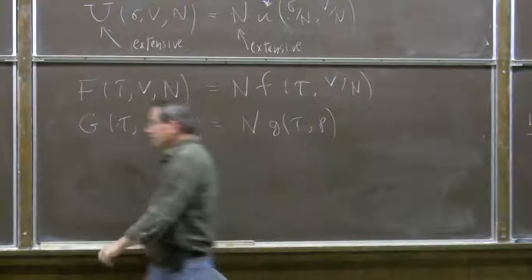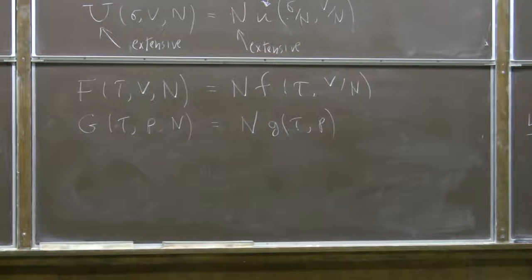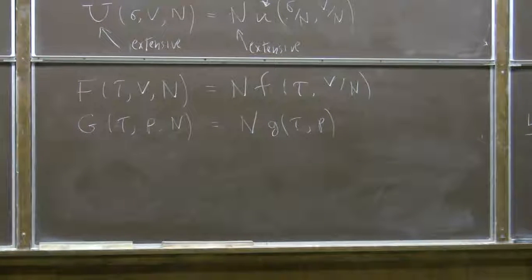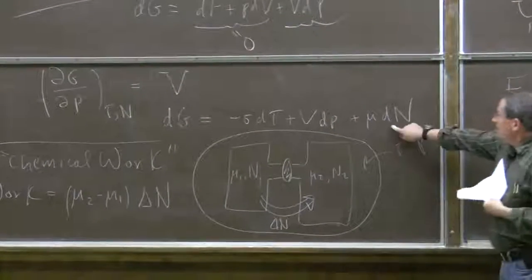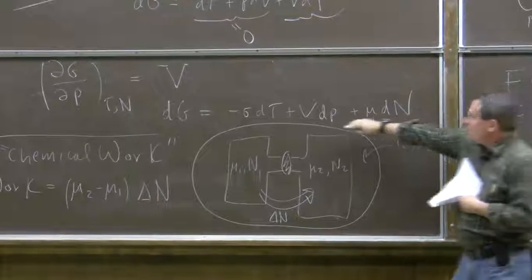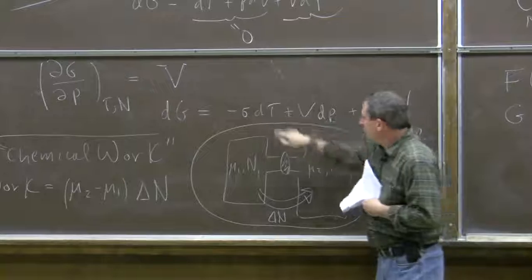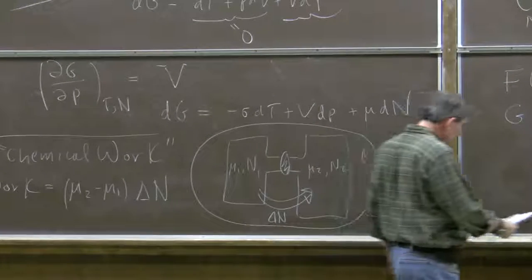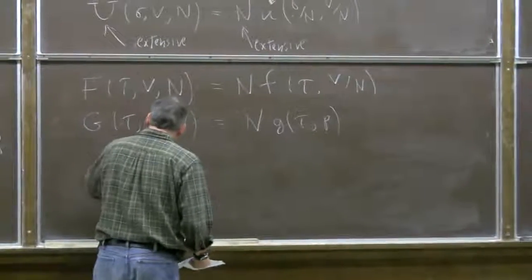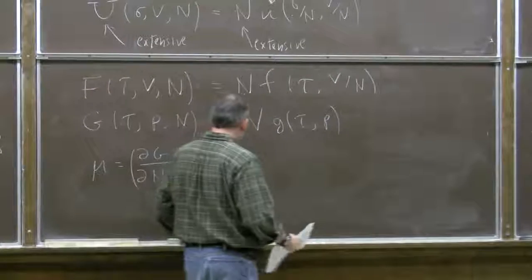Now the chemical potential, according to this version of the thermodynamic identity, is the same thing as the derivative of Gibbs free energy with respect to number of particles if we keep pressure and temperature fixed. So I can write mu as dg dn at constant temperature and pressure.